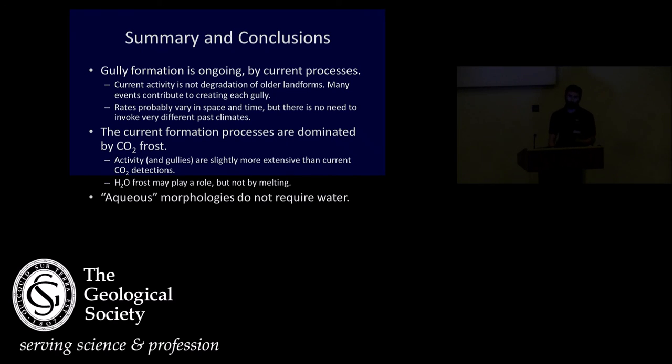So if you combine those numbers, the age estimates for gullies that you would get out of this suggest the formation could have started as few as a few million, maybe 10 million years ago. And undoubtedly, the rates vary in space and time. There's no reason to suspect that things are perfectly constant over time or space. But there's no need to invoke any very different past climates that allow substantial melting and or runoff or anything like that. The current formation processes are probably dominated by CO2 frost.